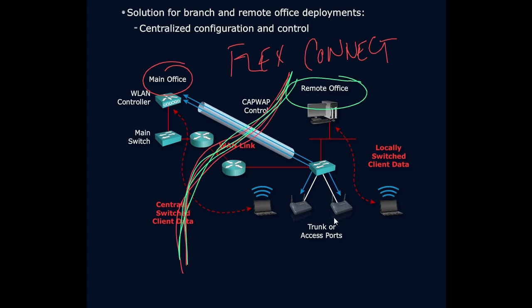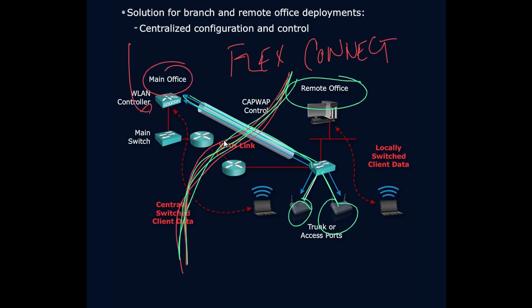The remote office has two APs. These APs have trunk or access ports laid to them. But then we have a CAPWAP tunnel that's created. We have a tunnel that tunnels directly back to what? The wireless LAN controller. The wireless LAN controller resides within the main office. This allows the main office to configure these APs however they want through that CAPWAP tunnel. We've tunneled through this WAN link to the main office.